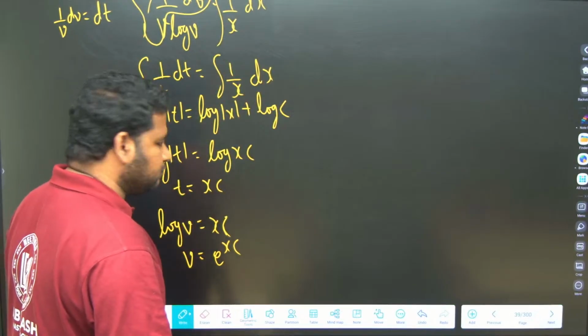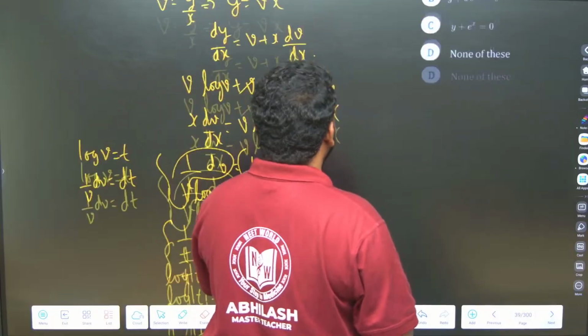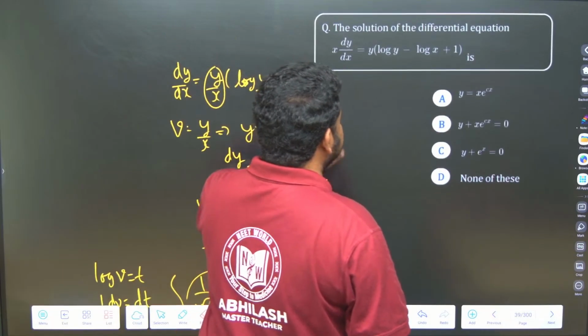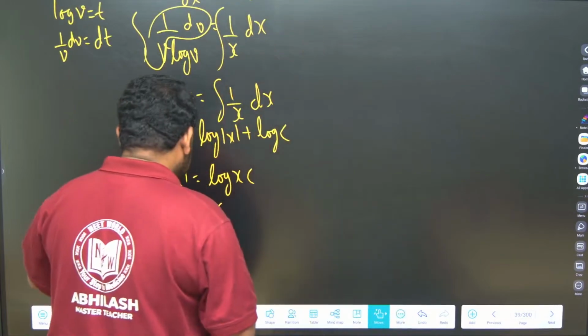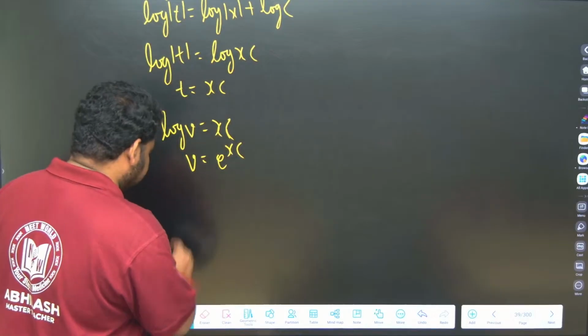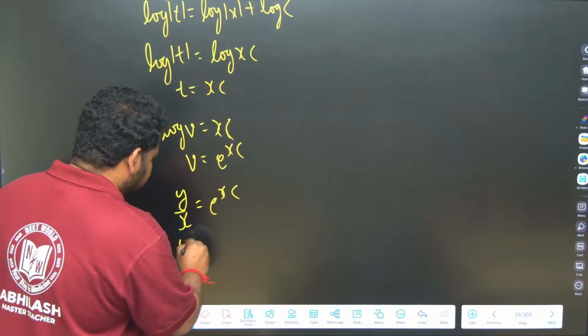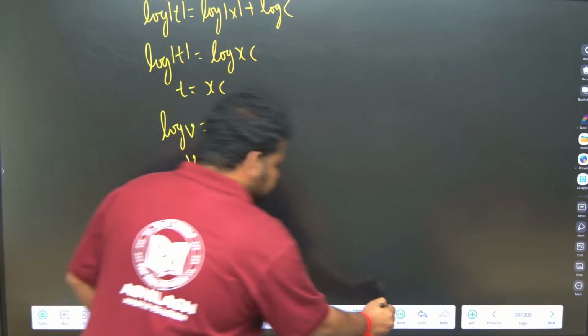But what is the value we put for v? Observe carefully: v is equal to y by x. So y by x is equal to e power xc. So y is equal to x times e power xc. That is the answer we got.